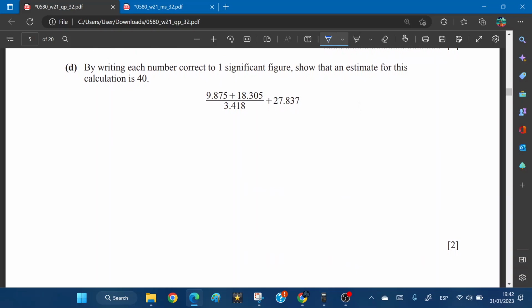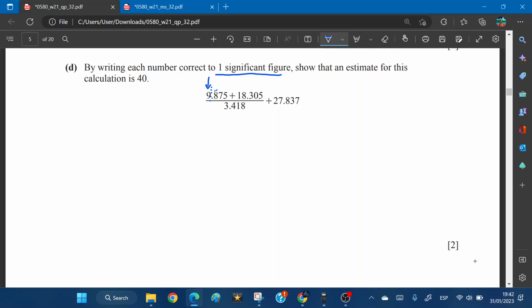Okay, by writing each number correct to one significant figure. This is the thing that people always leave out. One significant figure. Show that the estimate for this calculation is 40. One significant figure means we need to round each of these to the first figure. Meaning 9.875, we're going to round to what comes after 9?